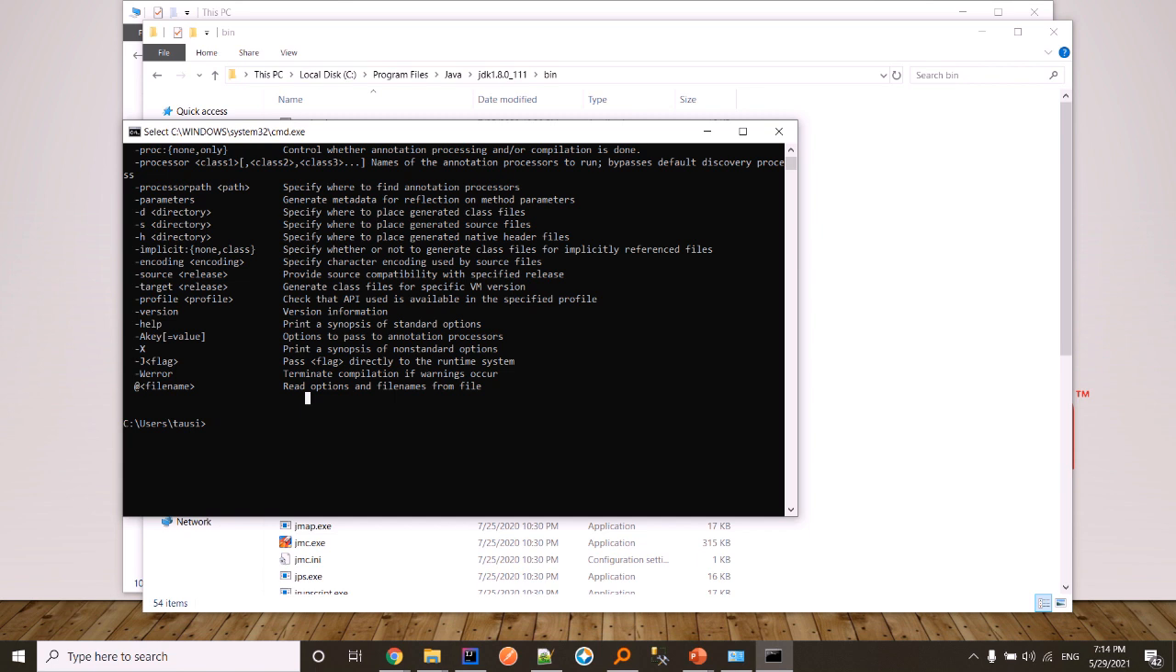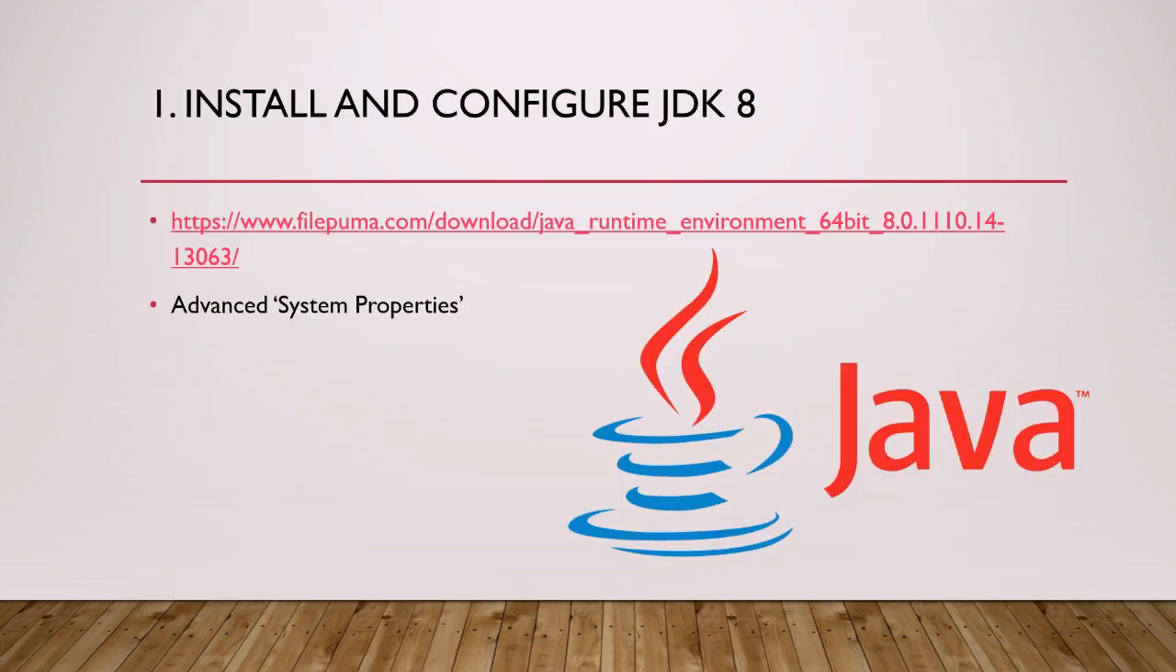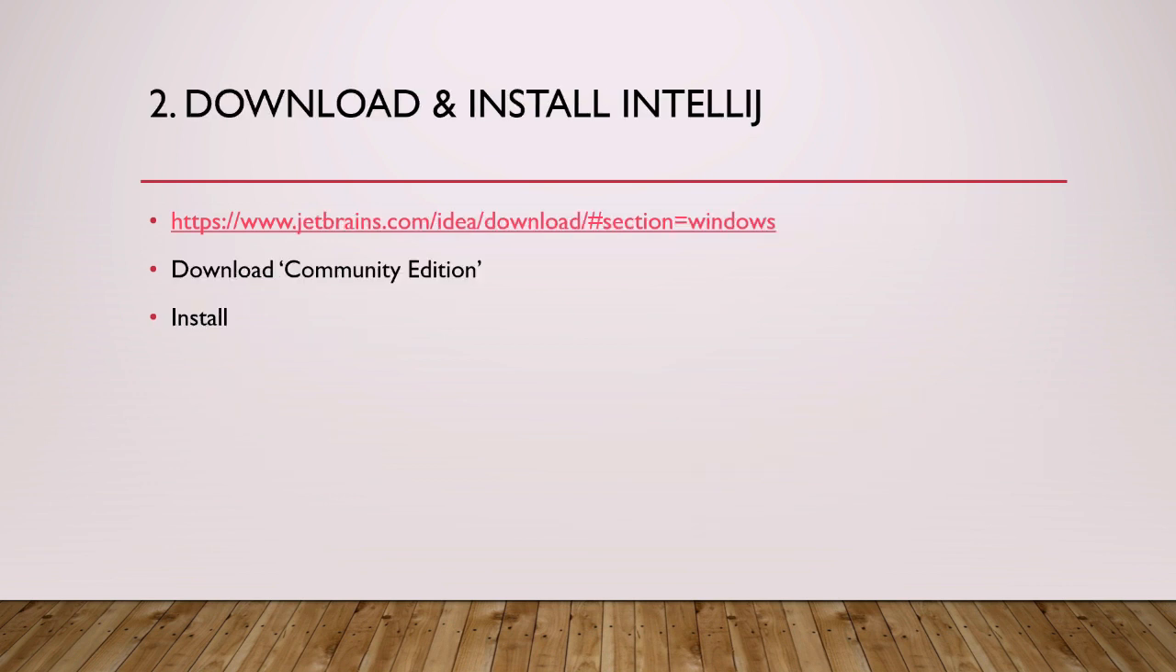So first of all, we need to configure Java. javac means Java compiler. So after configuring the JDK bin path, Java is configured, so we can do anything with Java. Then we will download and install IntelliJ. For IntelliJ, I am also sharing the link here.